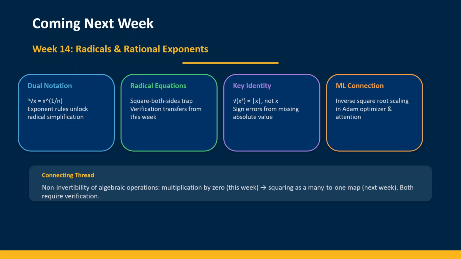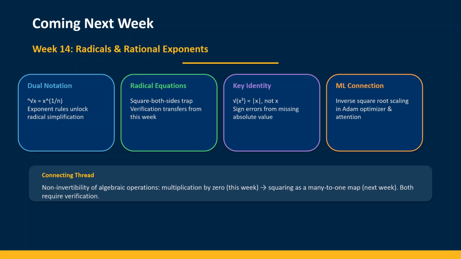Second, students will encounter the radical equation trap, which is structurally analogous to the extraneous solutions phenomenon studied this week. Squaring both sides of an equation, the standard technique for eliminating radicals, is a many-to-one operation that can introduce extraneous solutions, just as multiplying by a variable expression did in rational equations. The verify by substitution discipline built this week transfers directly.